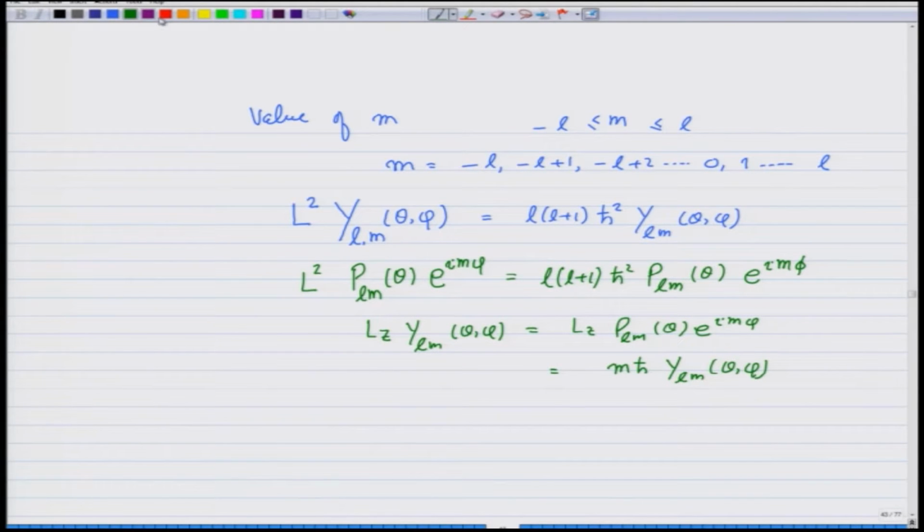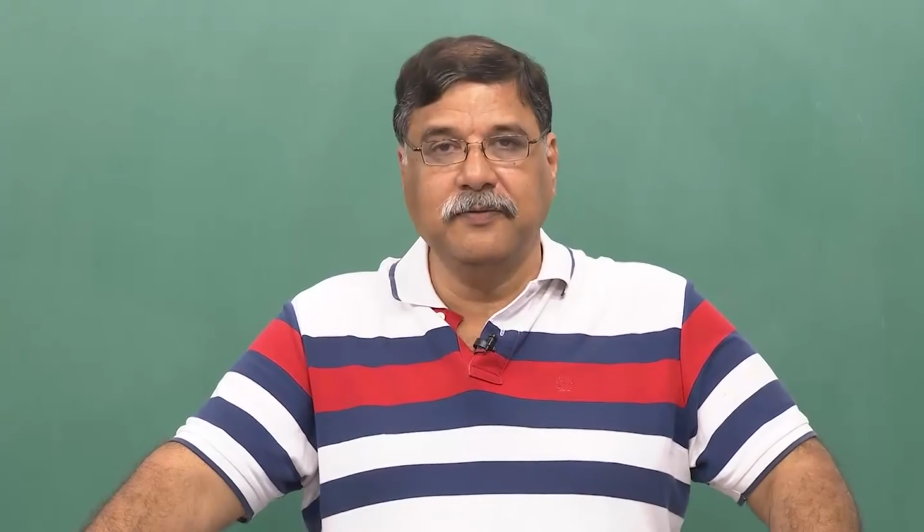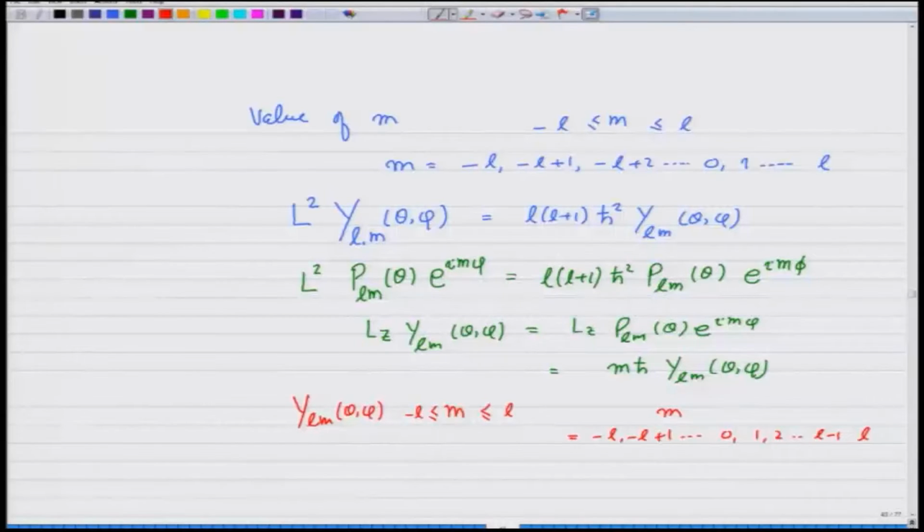M for a Y Lm theta and phi is restricted between minus L and L in steps of 1. So, m can be equal to minus L, minus L plus 1, and so on up to 0, 1, 2, L minus 1 and L. So, this is how the eigenfunctions are given. I have not given you details, I have just given you 2 eigenfunctions, and that is what it is. This is where we stop. Other things take us into the mathematics of how to determine these eigenfunctions.